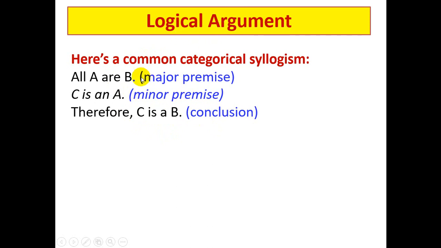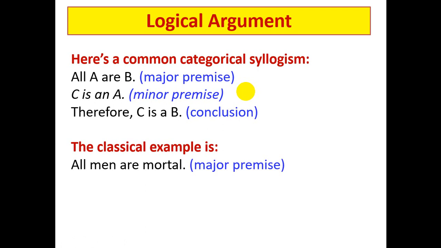So simply, this argument consists of three components or three parts here. Two premises, one which is major, the other is minor, and the conclusion. And the two premises are the basis of the conclusion, and the conclusion is a proposition which is supported or which is derived from the premises. So this is very simple like that.